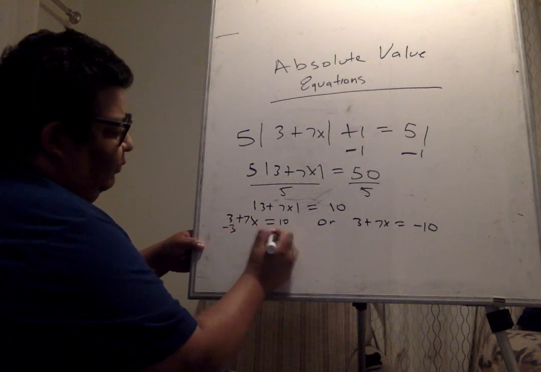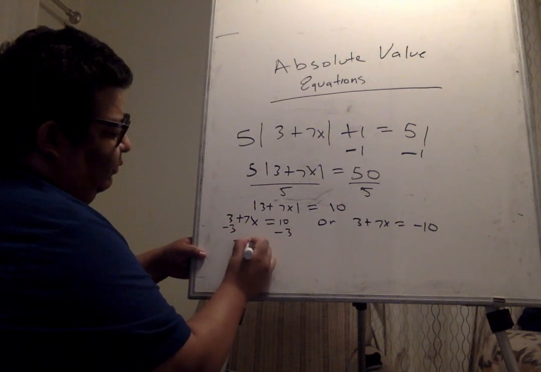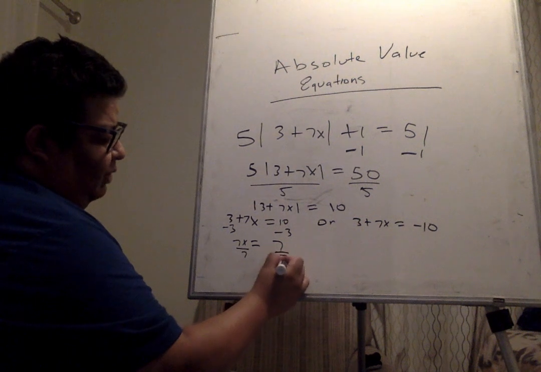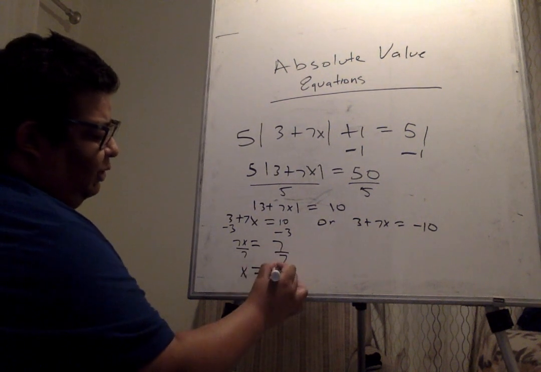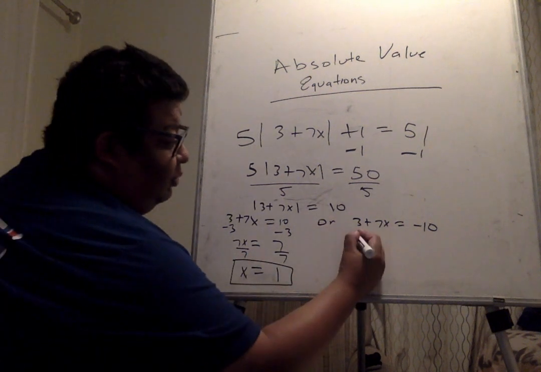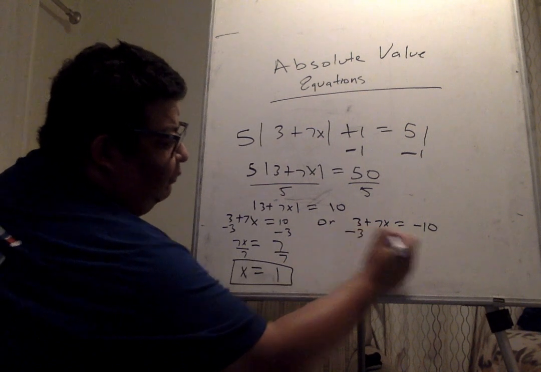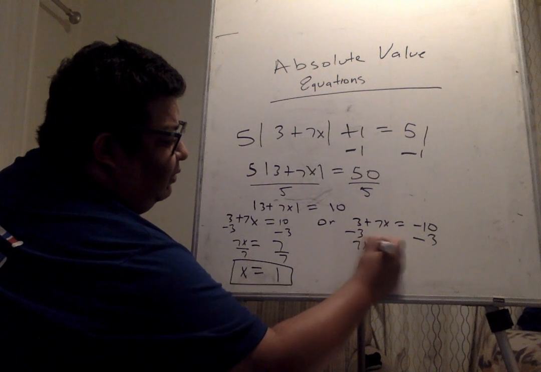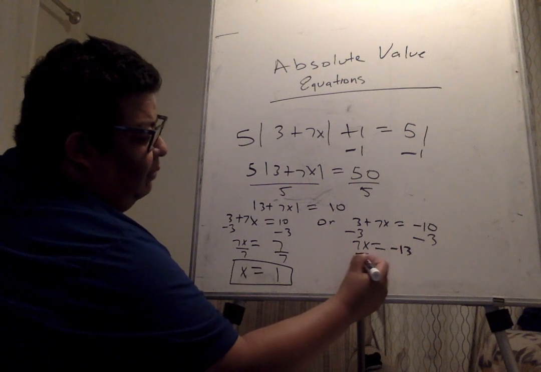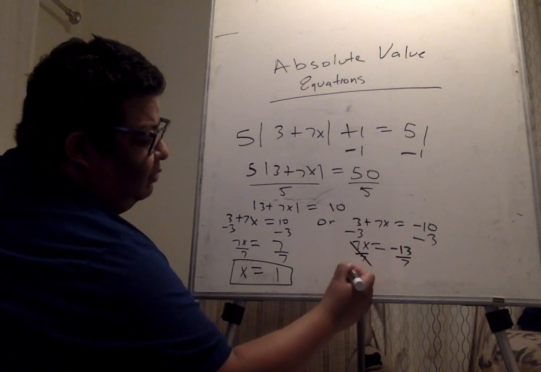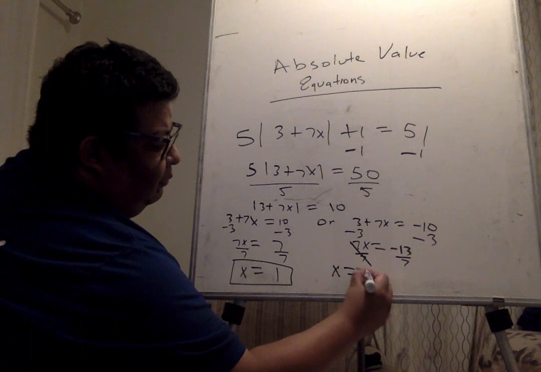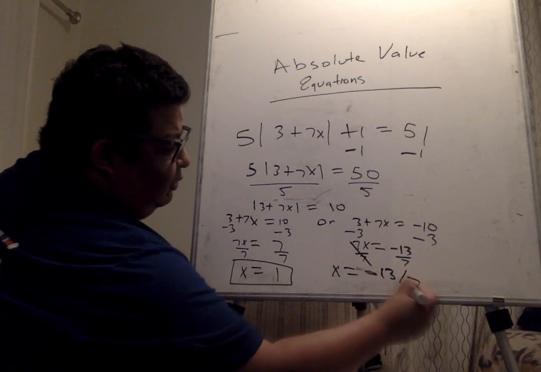So we subtract 3: 7x equals 10 minus 3, which is 7. We divide by 7, so x equals 7 over 7, which is 1. That's our first solution. Now we do something similar on the other problem: subtract 3, 7x equals negative 10 minus 3, which is negative 13. We divide by 7, this cancels, so we have x equals negative 13 over 7. That's our final answer.